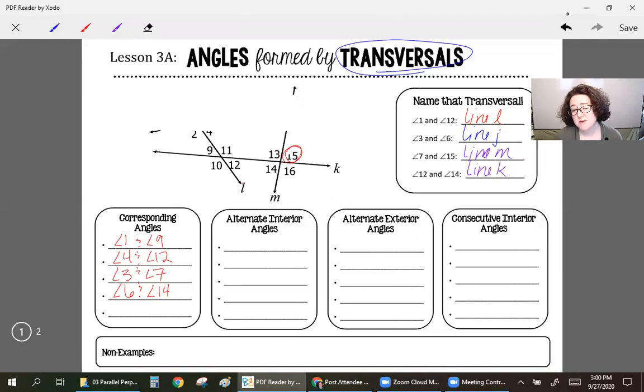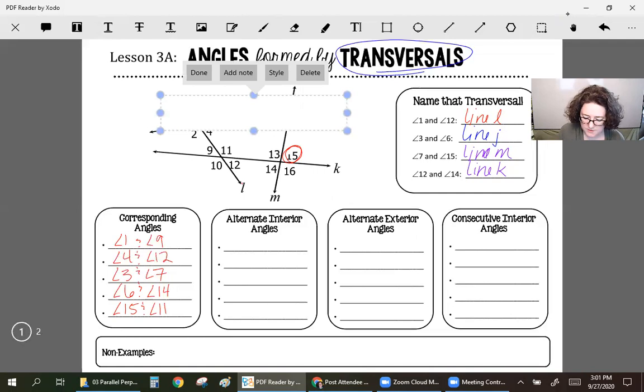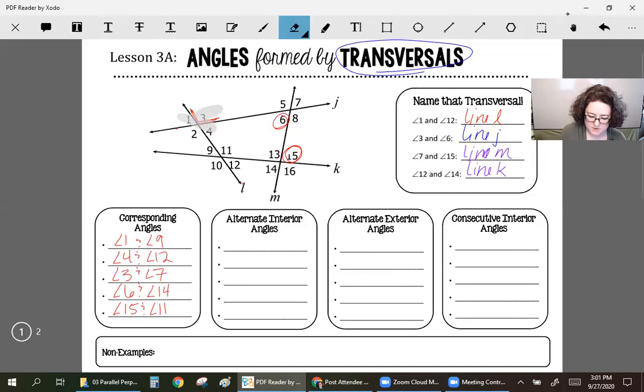Angle 15 is in the top right, so which one would match up? So angle 15 and angle 11. Alrighty, so let's remove our box and we're going to erase these.